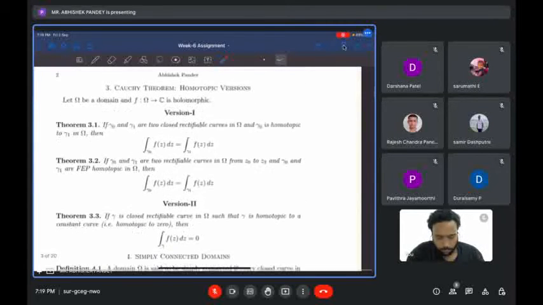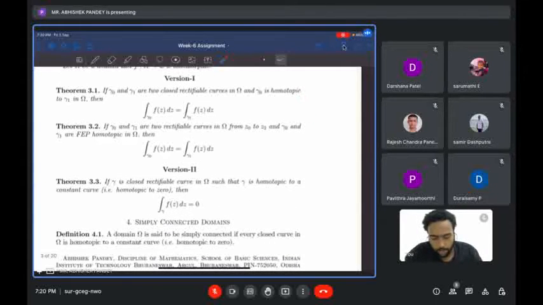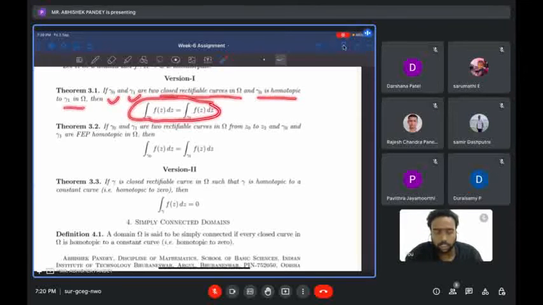I will just quickly recall Cauchy's theorem, homotopic version. Let omega be a domain and f from omega to C be holomorphic. So omega is any domain and f is any holomorphic function on this domain. This is version 1. If gamma naught and gamma 1 are two closed rectifiable curves in omega and gamma naught is homotopic to gamma 1, then this holds. Basically the integral is the same.